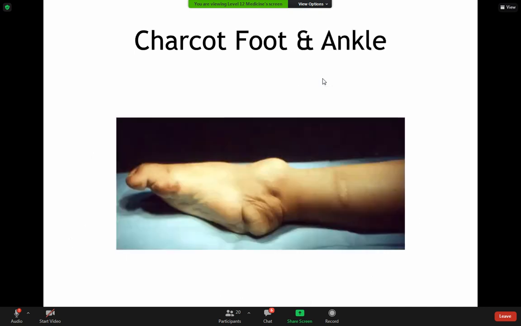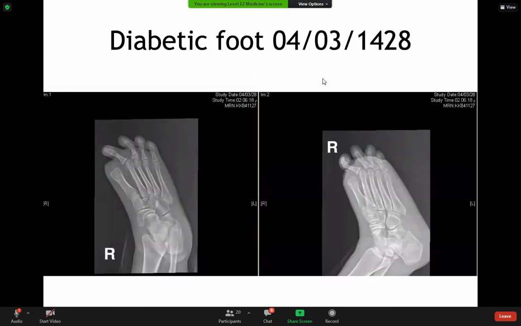So here is a Charcot foot and ankle. You can see the deformity with protrusion into the arch of the foot because of subluxation and dislocation of the joints, as well as the anterior ankle. So this is a diabetic foot. You can see initially they had first toe amputation, likely because of gangrene. Okay, but the other parts of the foot look quite normal.